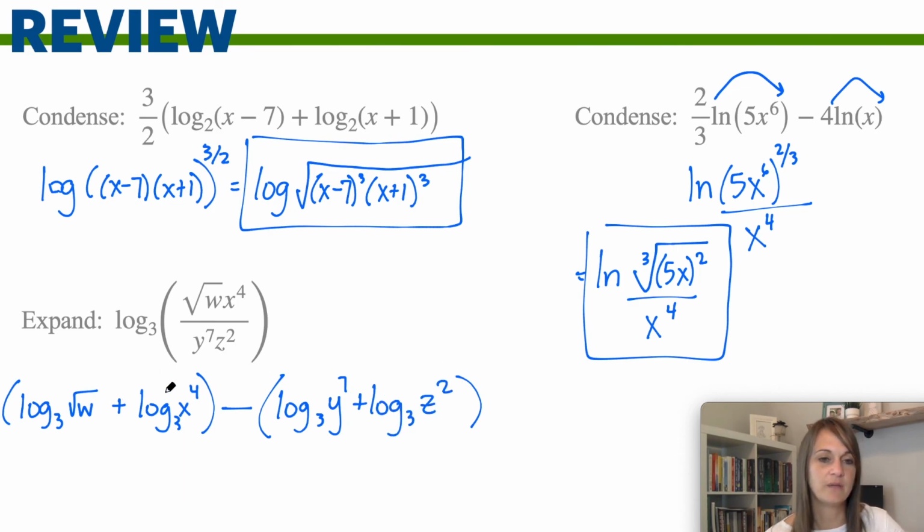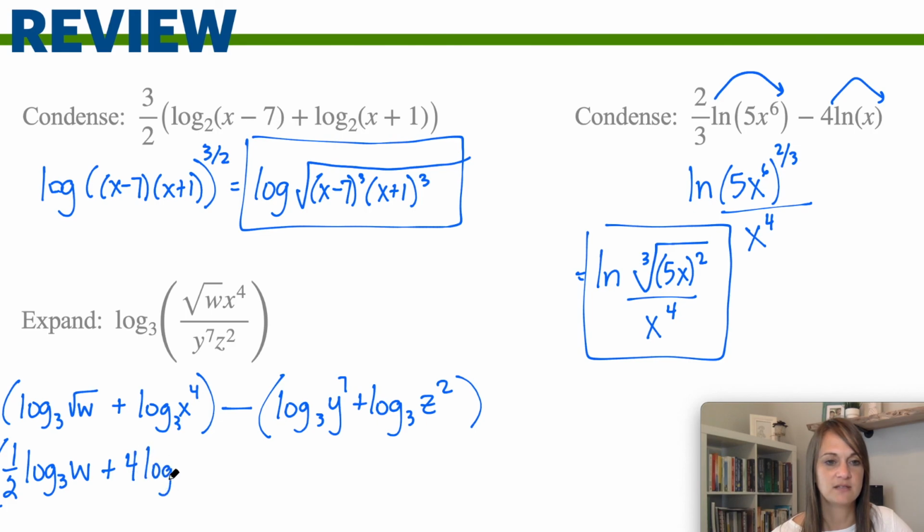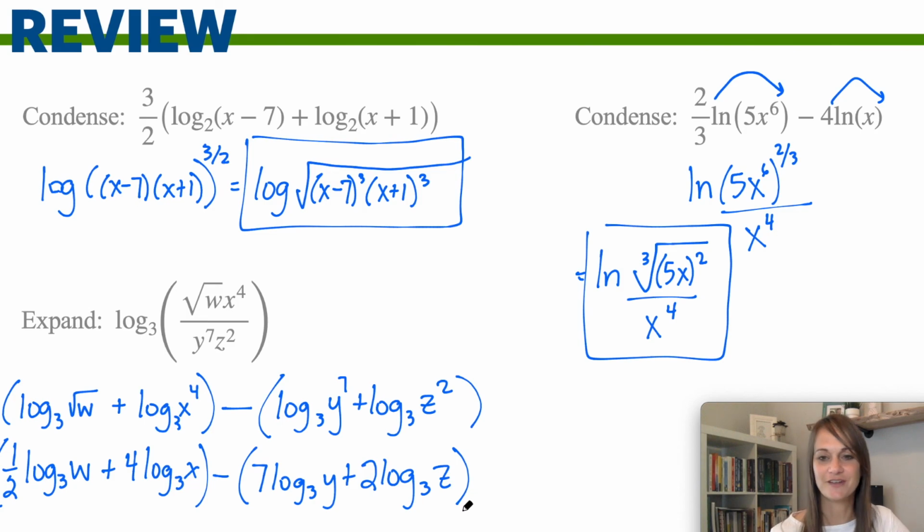Now the only problem is we still have exponents up here. So the square root is the same thing as 1/2. This 4 needs to go down front. This 7 needs to go down front. And this 2 needs to go down front. And that should be the expanded version of that function.